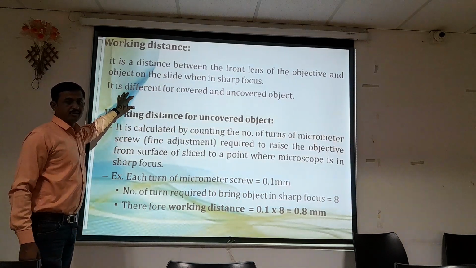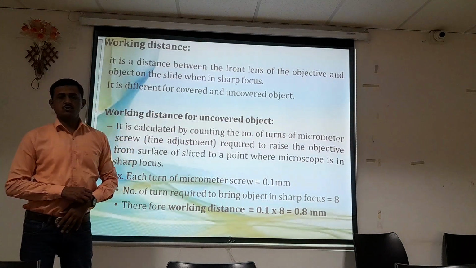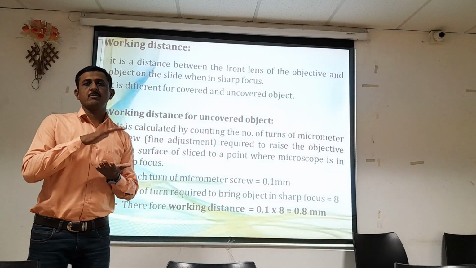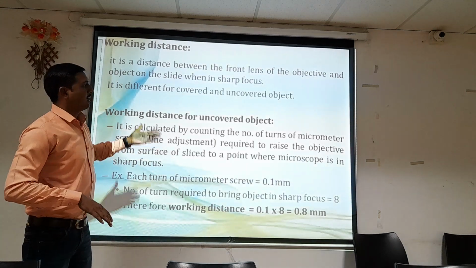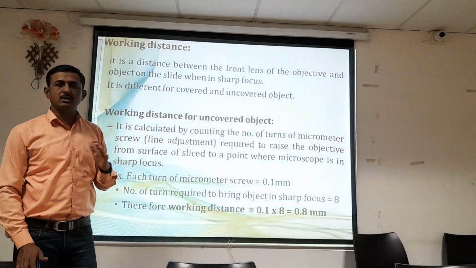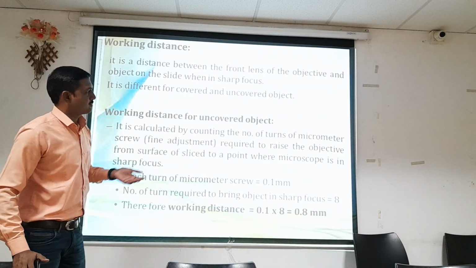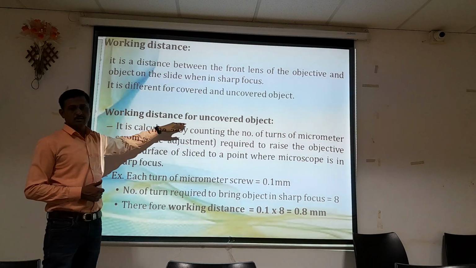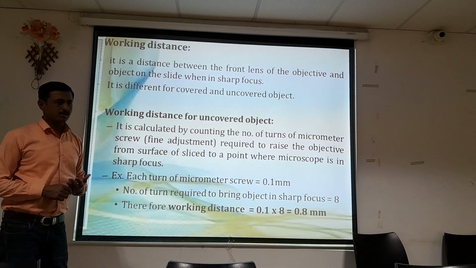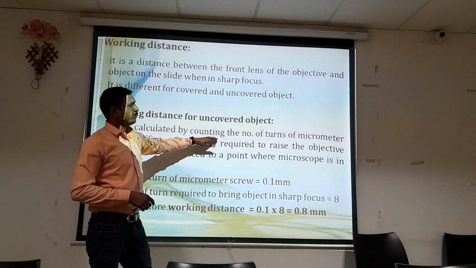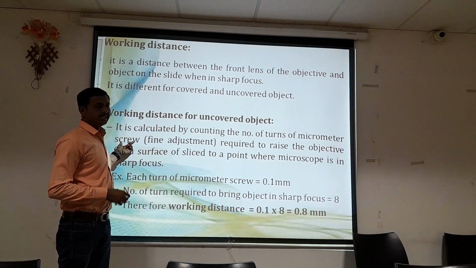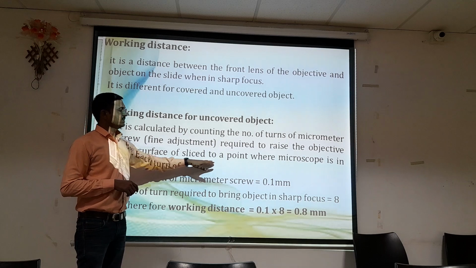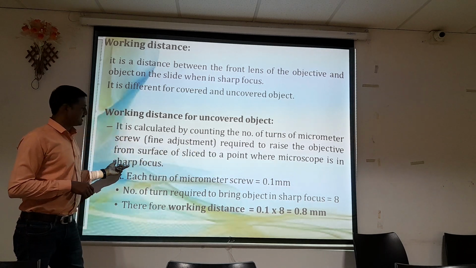It is different for covered and uncovered objects. Covered object means your smear is covered by means of a cover slip, and uncovered means the smear is not covered with a cover slip. So the working distance can vary with respect to covered and uncovered objects. The working distance of an uncovered object, that is, one not covered with a cover slip, is calculated by counting the number of turns of the micrometer screw, that is the fine adjustment knob, required to raise the objective from the surface of the slide to a point where the microscope is in sharp focus.